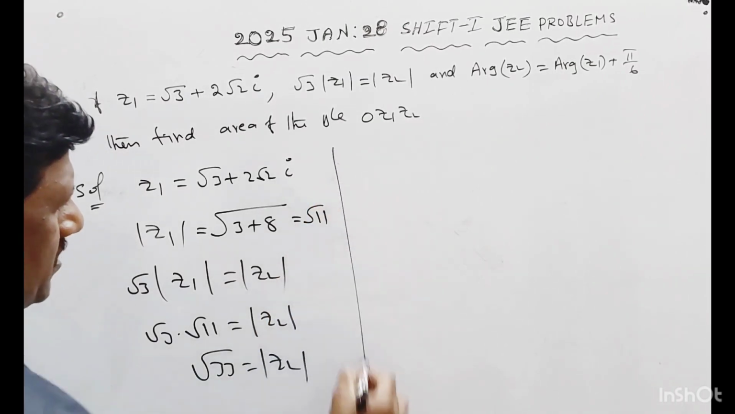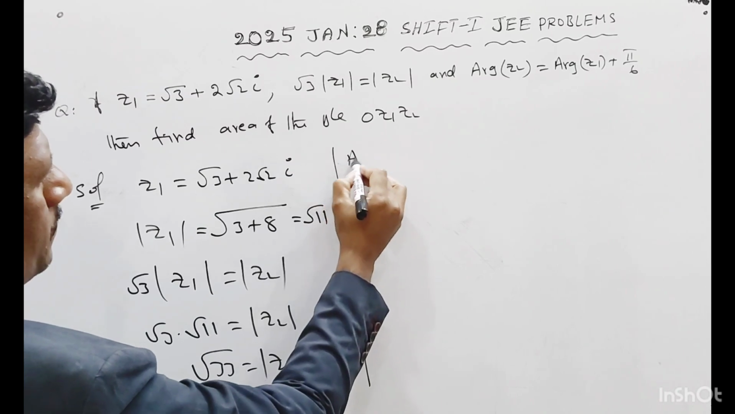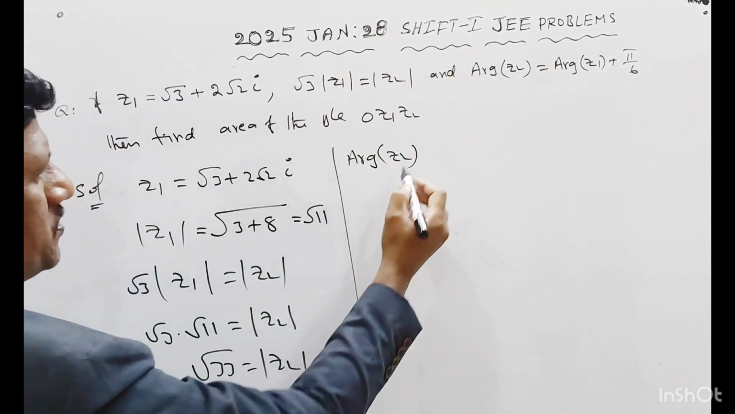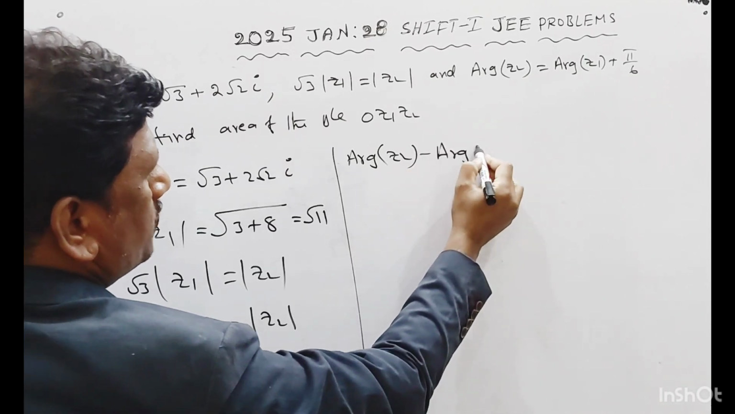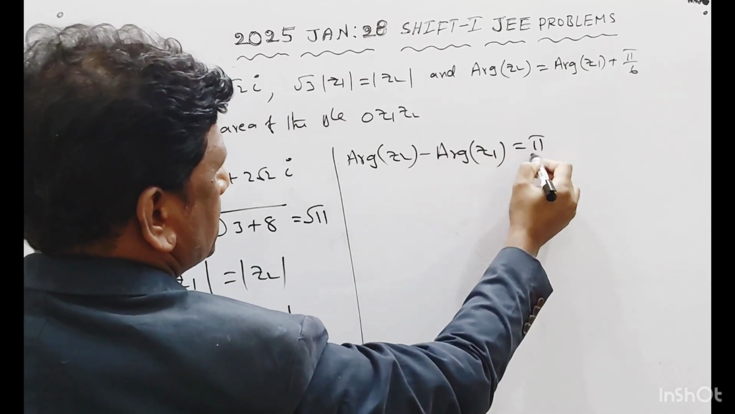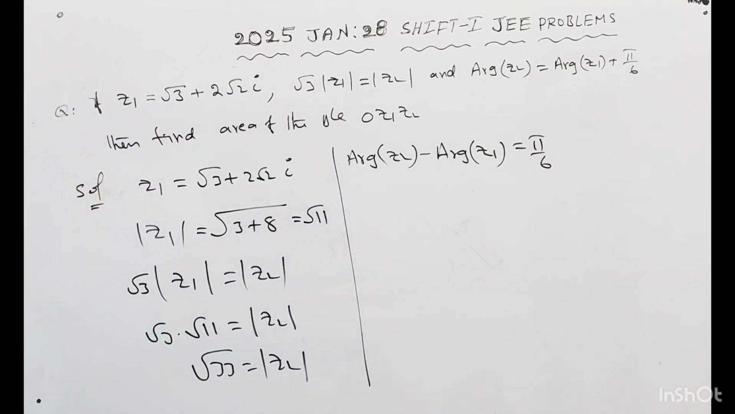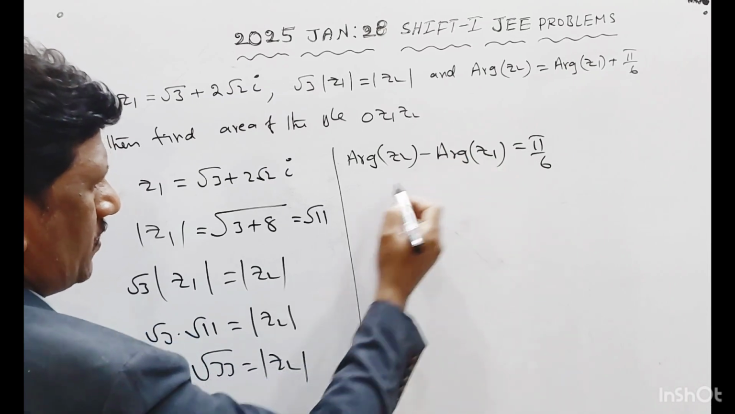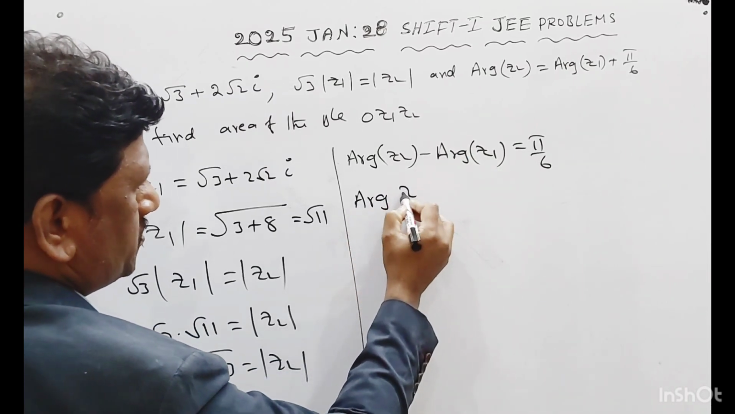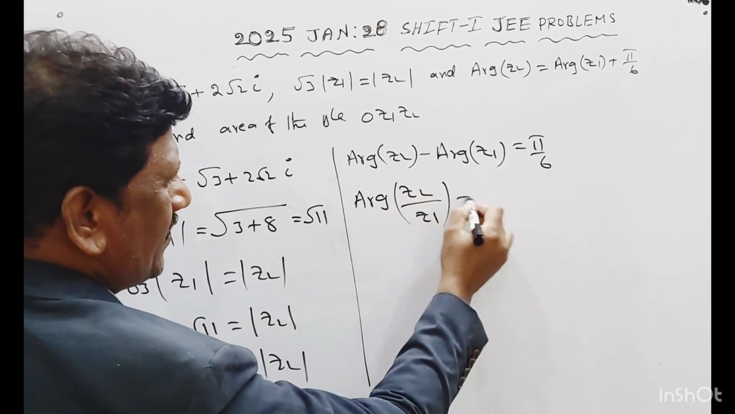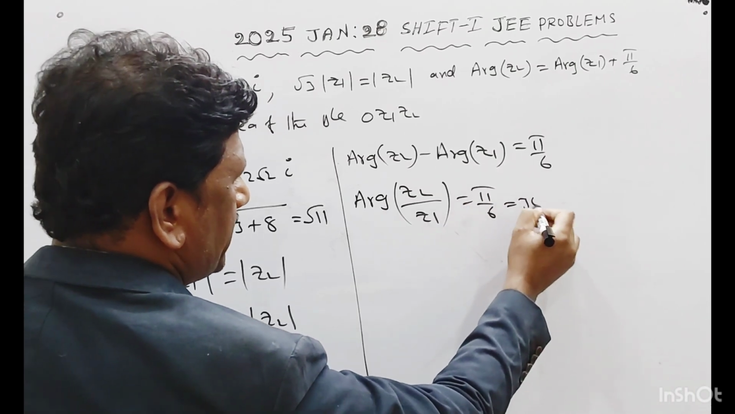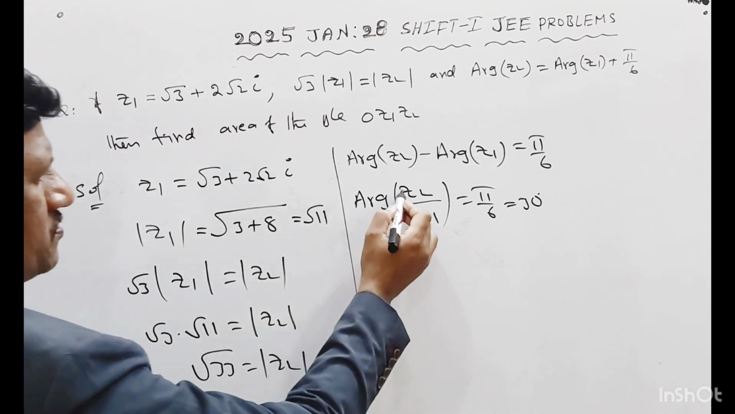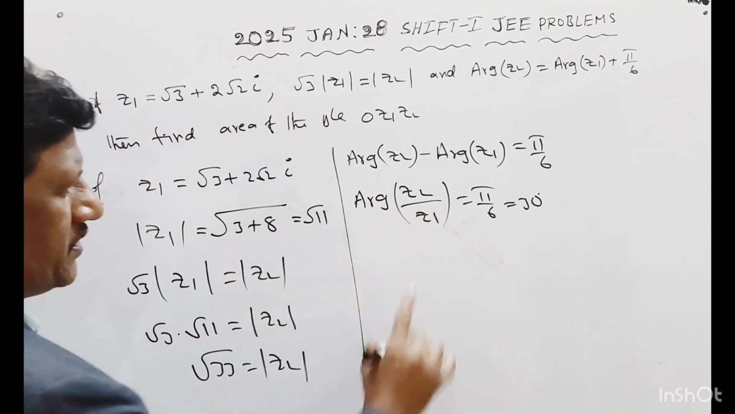And one more given condition is argument of Z2. You bring this one this side, means you will get minus argument of Z1 is equal to pi by 6. Then we have one formula, argument of Z1 Z2 minus argument of Z1, that is argument of Z2 by Z1, is given as pi by 6, nothing but 30 degrees. Means the angle between the complex numbers Z2 and Z1 is 30 degrees.